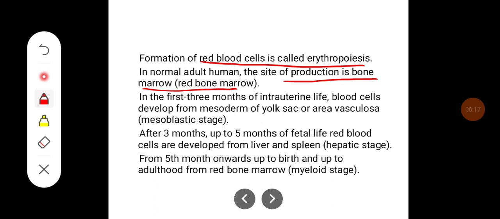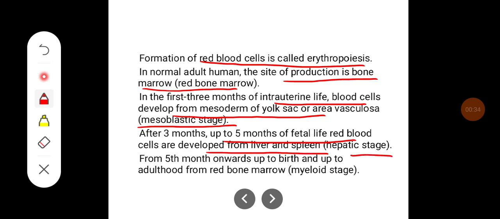In the first 3 months of intrauterine life, blood cells develop from mesoderm of yolk sac or area vasculosa, that is in mesoblastic stage. After 3 months up to 5 months of the fetal life, red blood cells are developed from the liver and spleen, which is called as hepatic stage. From 5th month onwards up to the birth and up to the adulthood, it is from the red bone marrow and it is called as myeloid stage.